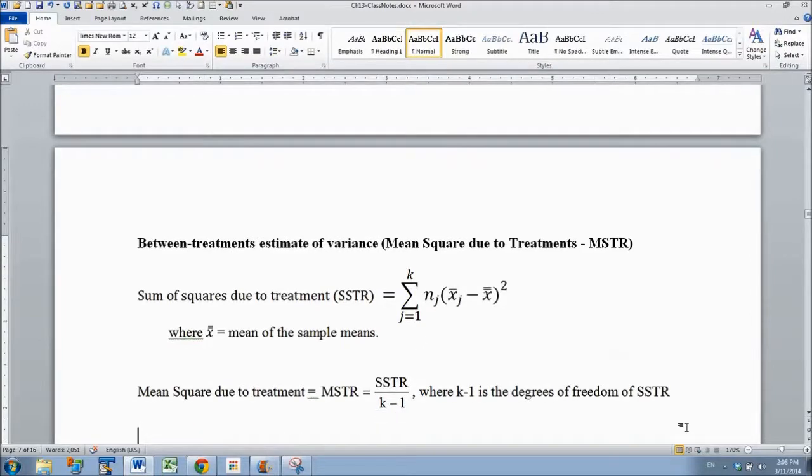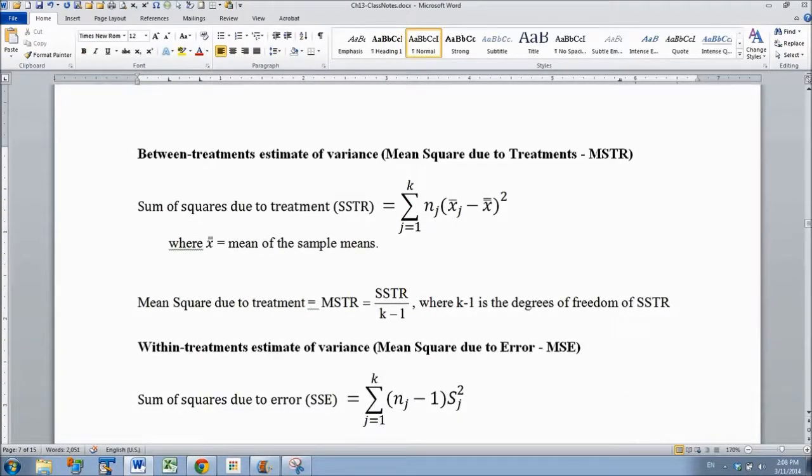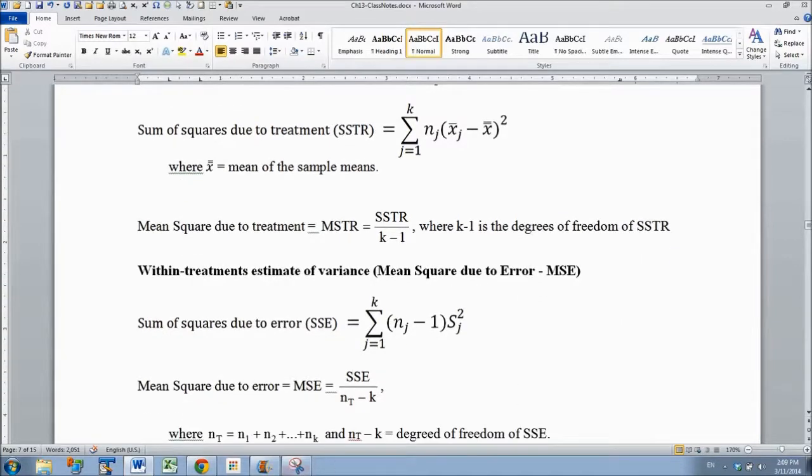Next is the within treatments estimate, also known as mean square error, MSE. We first find the sum of squares of error using this formula, where s squared sub j is the variance of each of the samples. And this has degrees of freedom n sub t minus k, where n sub t is the sum of all the sample sizes, and that gives us MSE.